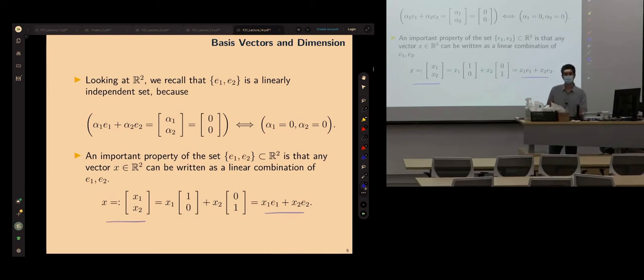Which connects it to the idea of a span. If all the linear combinations of these two vectors cover the whole space R2, then their span is R2. That was the idea of a span. Span was the set of all linear combinations of a set of linearly independent vectors. Okay?